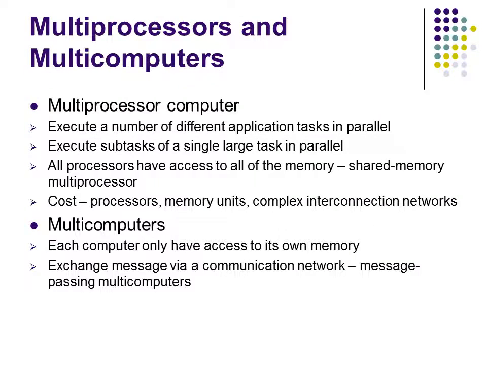Now we discuss multiprocessors and multicomputers. Up to now we discussed computers having one processor, but here we discuss multiprocessors. The use of multiprocessors is to execute a number of different application tasks in parallel, or to execute subtasks of a single large task in parallel. All the processors have access to all of the memory, so the processors share only one memory. That is a shared memory multiprocessor.